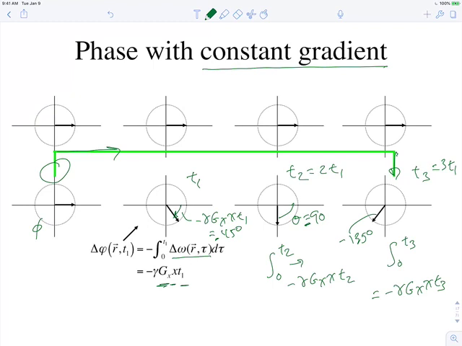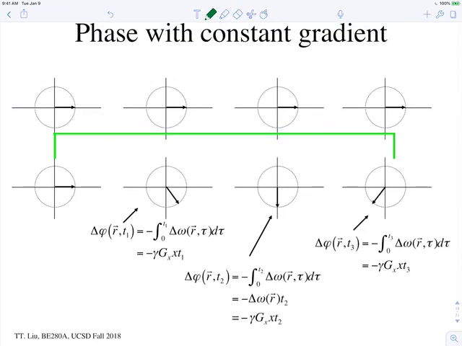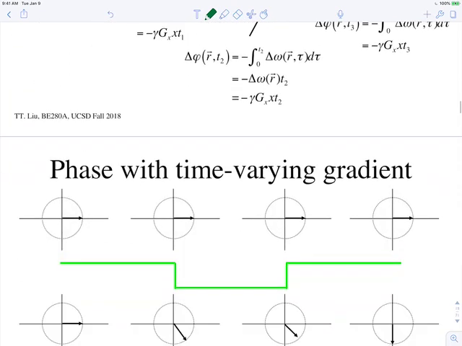Things just linearly increase in the presence of a constant gradient. This is assuming I'm in the rotating frame of reference, so I can ignore this super fast omega naught t term. This is just what I wrote, so you can take a look at that.